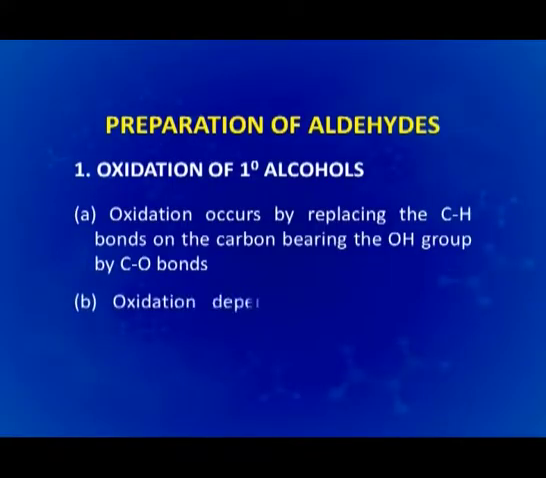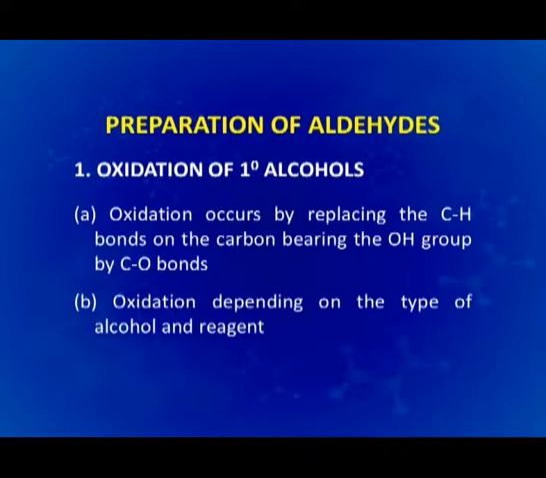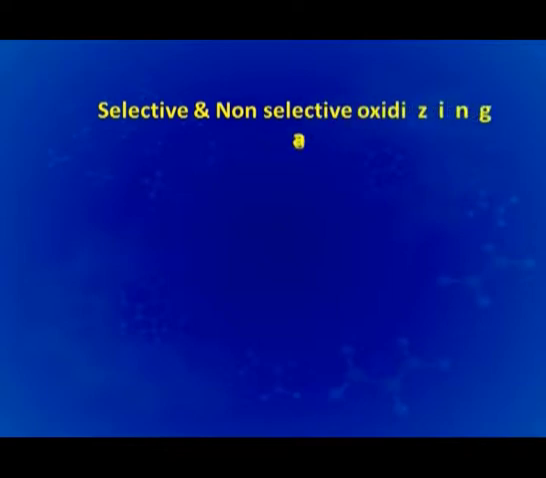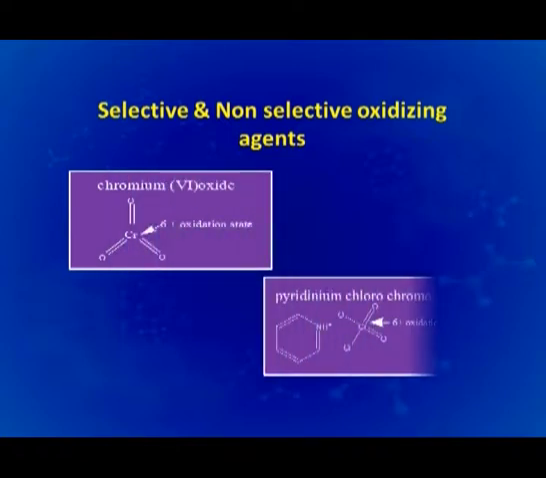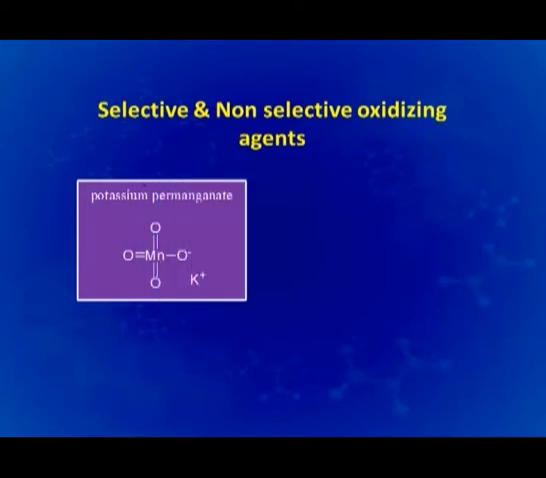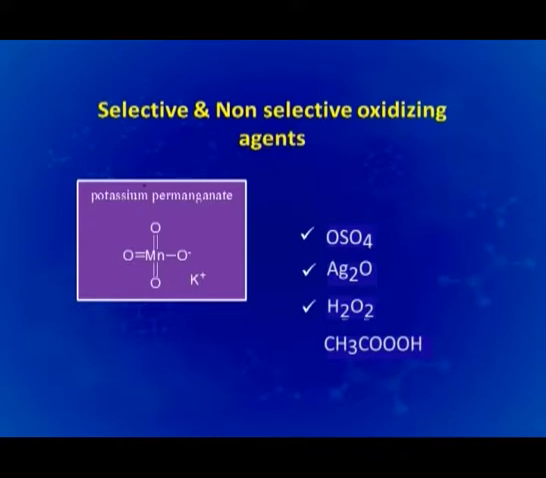That means the oxidation mainly depends upon the nature of the alcohol we are using as well as the nature of the reagent, whether it is a primary, secondary or tertiary alcohol, or what type of oxidizing reagent we are using. And these are some of the selective as well as non-selective oxidizing agents. The first one is chromium oxide, the second is pyridinium chlorochromate, and the third is potassium permanganate. The remaining examples I have given are osmium tetroxide, silver oxide, hydrogen peroxide, and peroxyacetic acids.